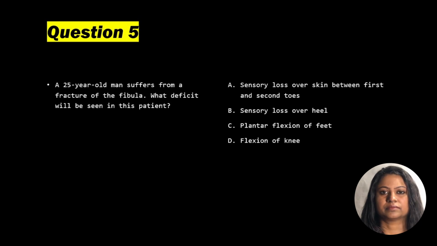Correct answer is option A, loss of sensation on skin between first and second toes. This patient is suffering from common peroneal nerve injury, which is often associated with fractures of the fibula. He will have foot drop along with loss of sensation on posterolateral leg and dorsum of feet, which includes the skin between first and second toes.